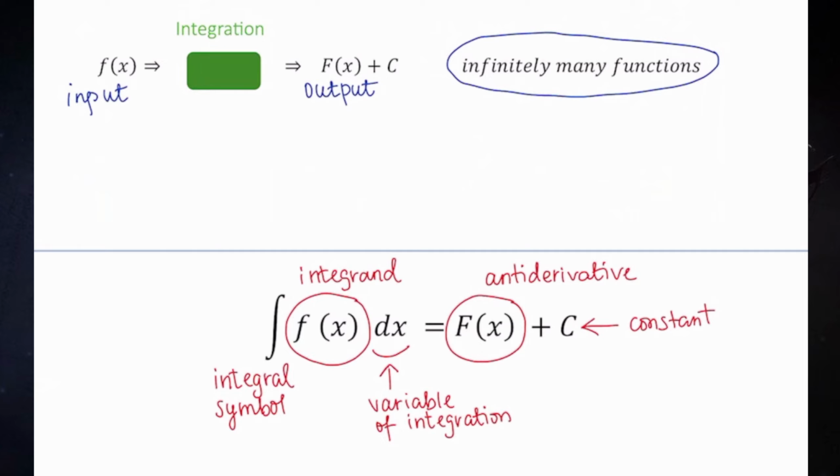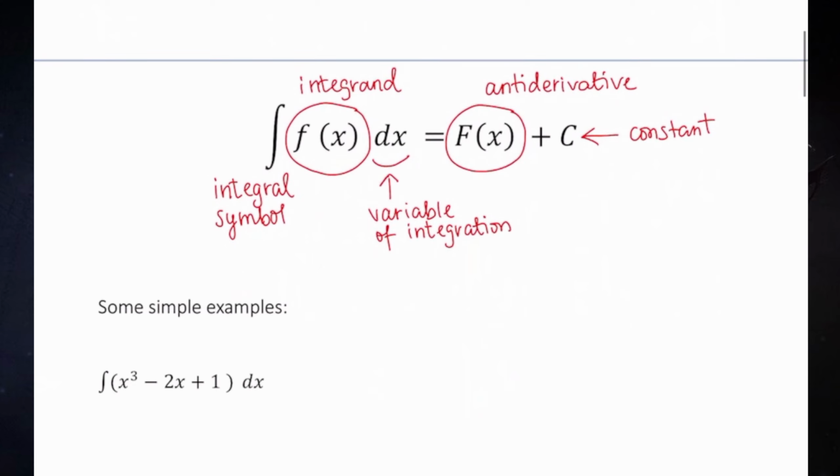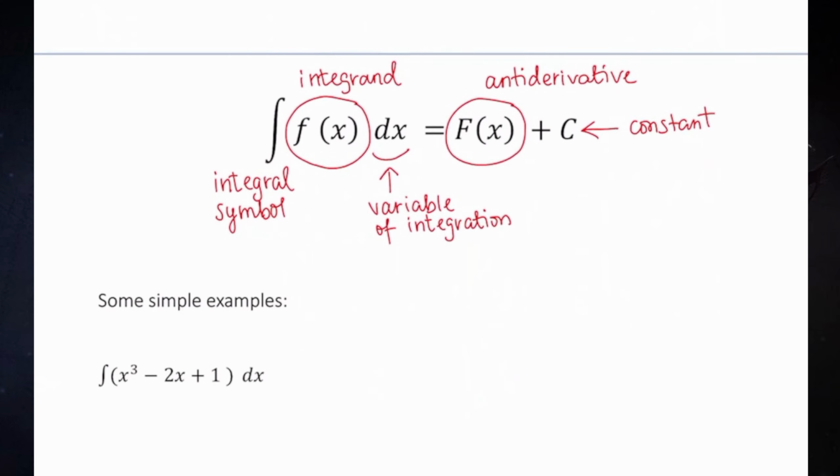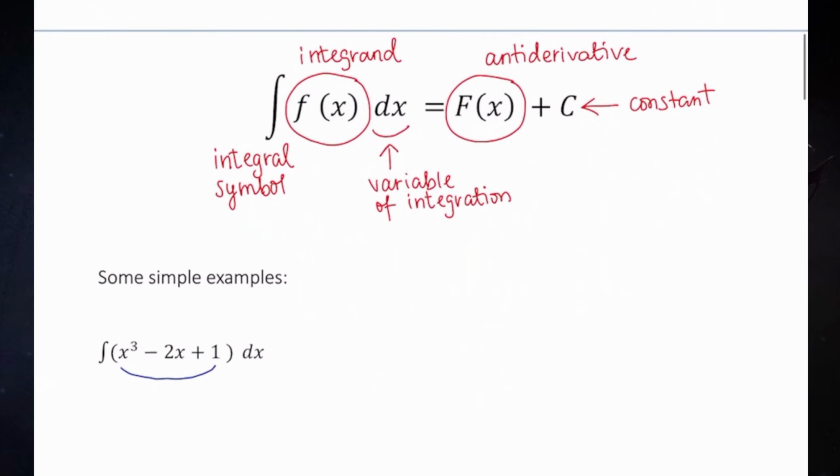So now let's take a look at some very basic examples. Let's say we have the following setup. It says integral of the function x cubed minus 2x plus 1 dx. We would like to determine the antiderivative of this function. So my integrand in this case is the expression x cubed minus 2x plus 1. So what do we do? I need to think about what I would need to do to undo the process of differentiation.